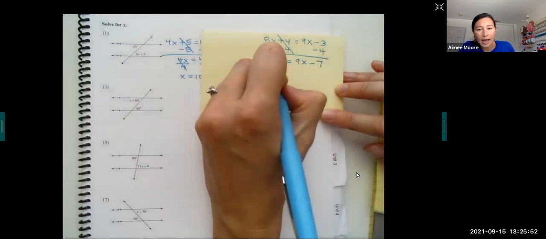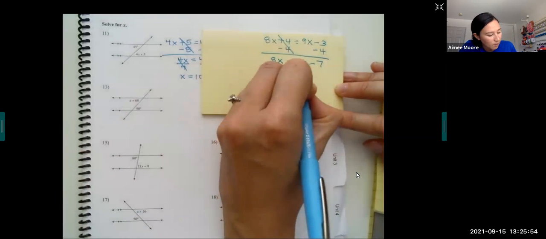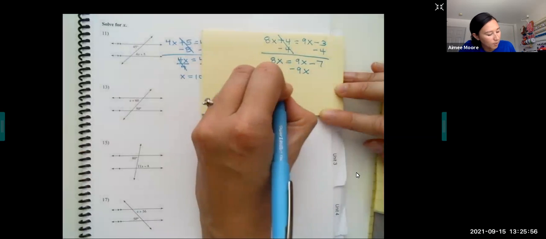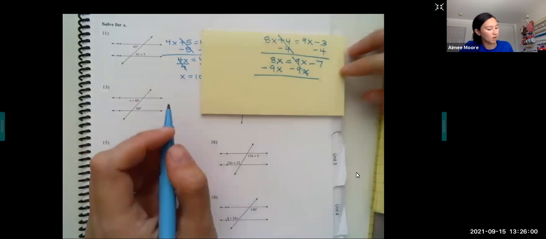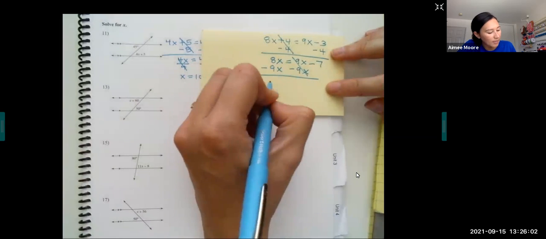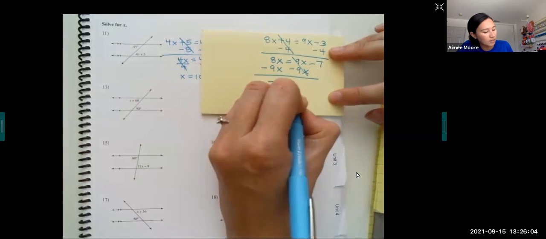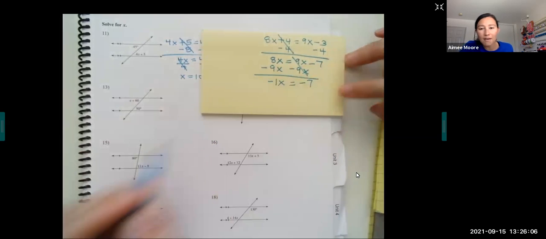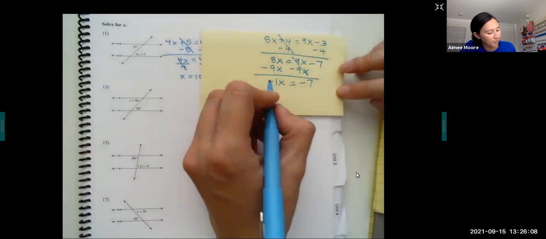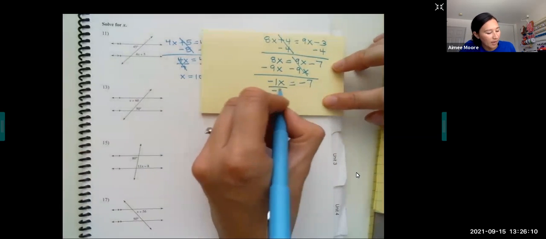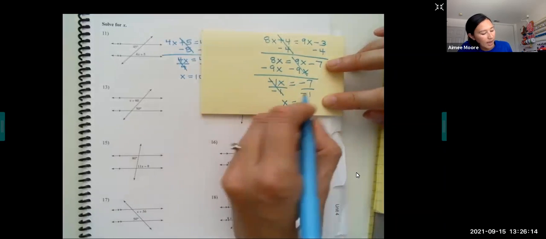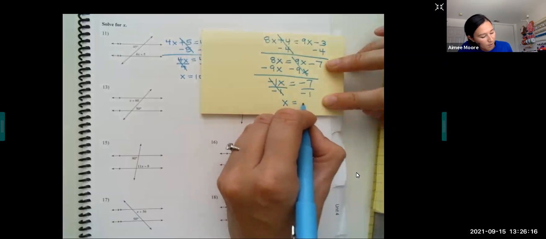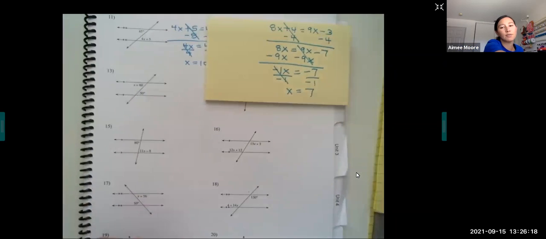Then we need to move all the x's to one side, so we subtract 9x from both sides. And then 8x minus 9x is negative 1x, which equals negative 7. There's just a little bit more work this way. Then we have to get rid of the negative 1, so we divide both sides by negative 1. And then x equals negative 7 divided by negative 1, which is positive 7.